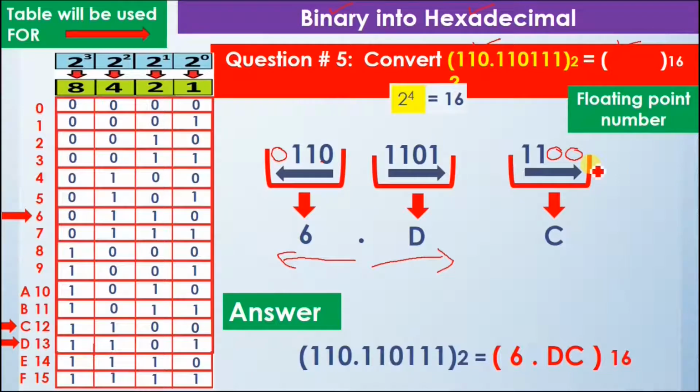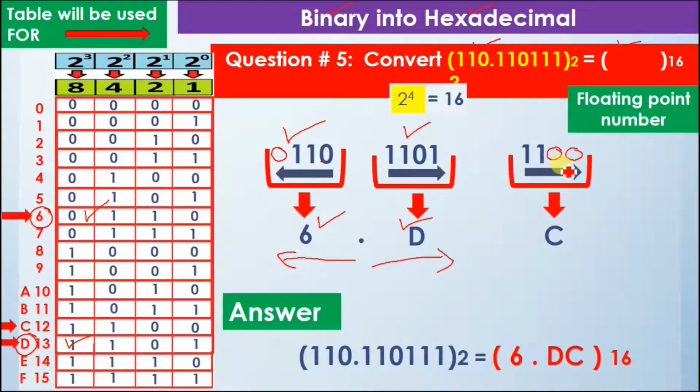Once the groups are completed, next we will look into the table and we will find their equivalent hexadecimal value. So first of all, we will find the value 0110 in the table. And where is the value 0110 in the table? Here is the value and it is equal to 6. So we write 6 here. Next we will find the value 1101 in the table. So 1101 is here in the table and it is equal to D in hexadecimal. So we write 1101 as D.